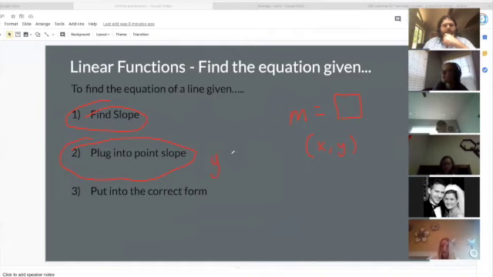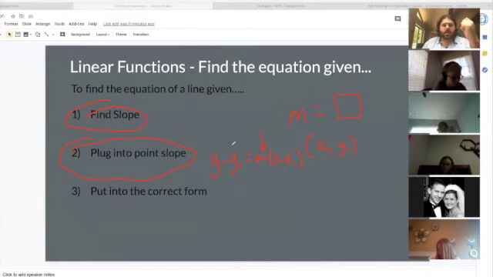So y minus y1 equals m times x minus x1. Now, the y1 and the x1 are your actual coordinates. I'll put a little 1 here for those. The x and y are your variables. You need to leave them as x and y. But the x1 and y1, that's where we're going to plug in our coordinate. We're going to plug in our m, we're going to plug in our y1, we're going to plug in our x1, and we're going to put it in the form that they request.